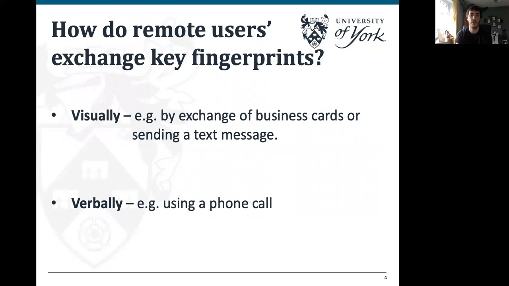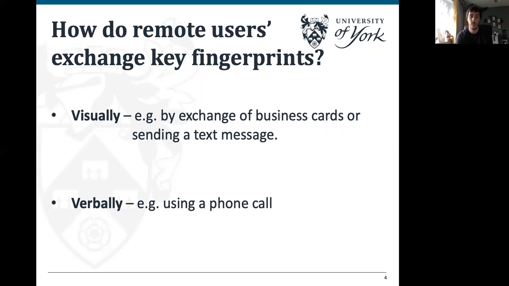Now I'd like to discuss how remote users exchange key fingerprints over the out-of-band channel. There are really two options, a visual exchange and a verbal exchange. The visual exchange was used in practice historically. That used to be the way that fingerprints would be exchanged in practice. One example was that users would print their PGP fingerprint on a business card and share them at a conference or via post. Another example is they could send the relevant fingerprint via a text message.